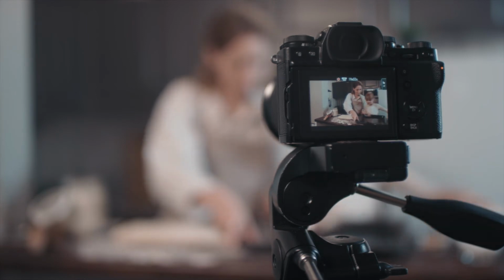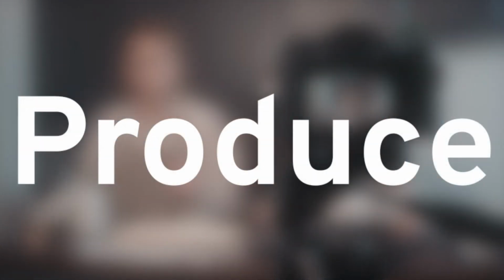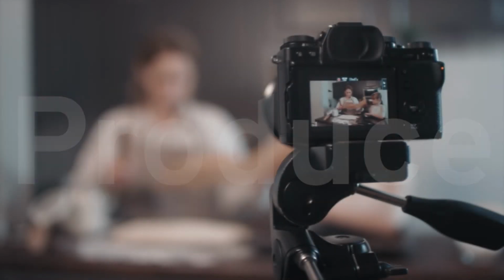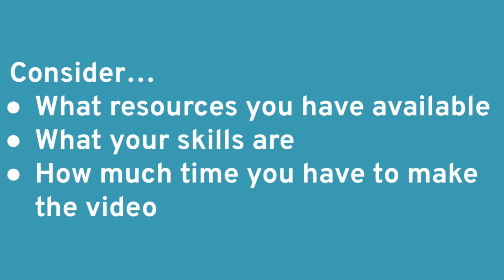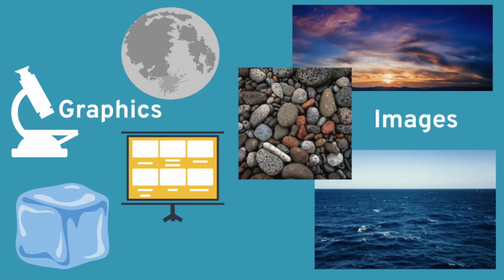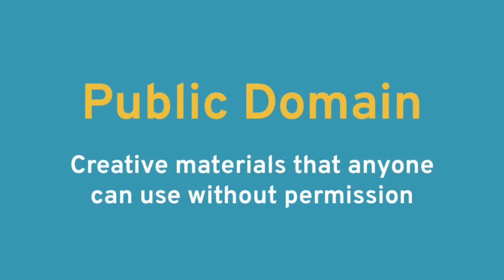There are many ways to produce a video. You can choose from many styles of animation, film yourself talking or drawing, and more. Consider what resources you have available, what your skills are, and how much time you have to make the video. You can find graphics and images online. Just make sure that they're in the public domain or that you have a license to use the images.